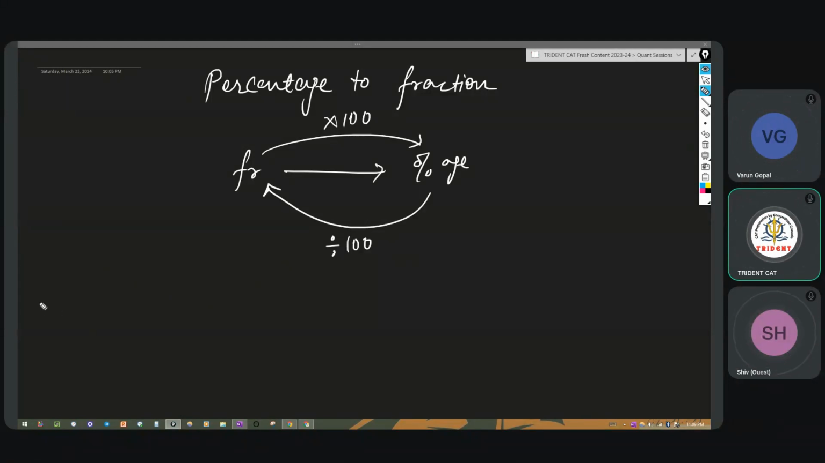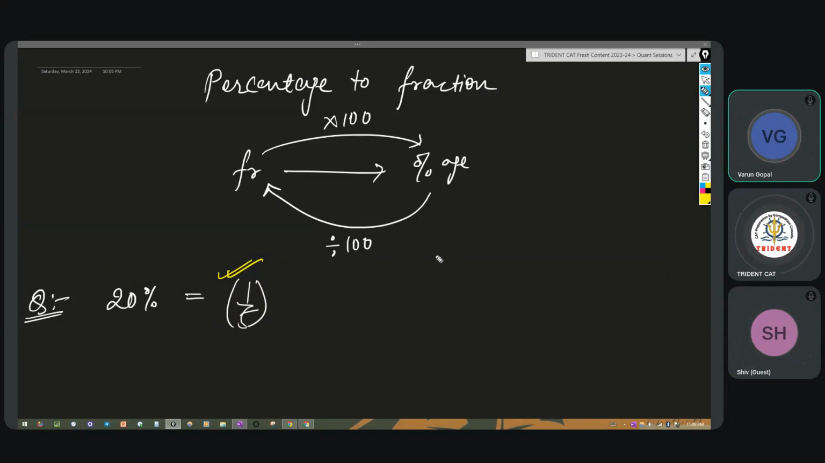Okay, so the first question, and a very easy question, can you tell me for 20% the fraction equivalent? 1/5. Great. Now this is something which is coming from memory, is it not? Yes, sir. Okay, now I know you guys will tell me very quickly what is the fraction equivalent of 58.33%.